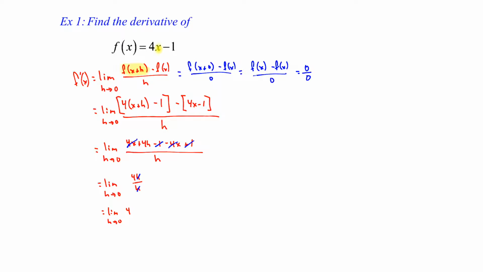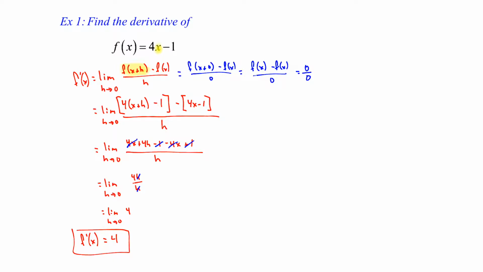Well, that's just a horizontal line. So as h approaches 0, what's the limit as h approaches 0 of the function 4? That would just be equal to 4. So the derivative of 4x minus 1 is equal to 4. Think about that. Doesn't that make sense?